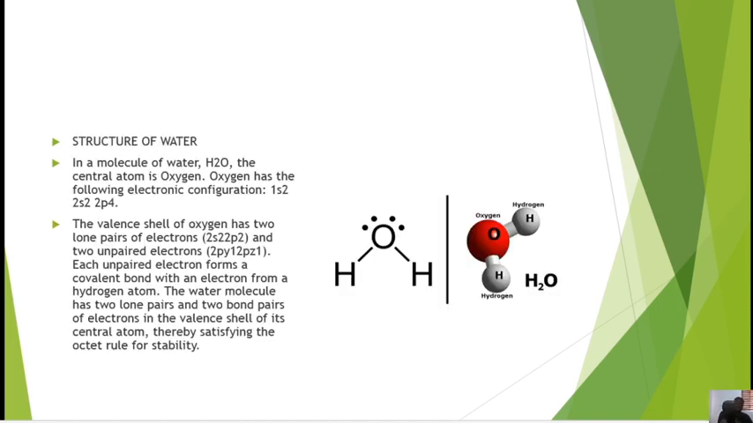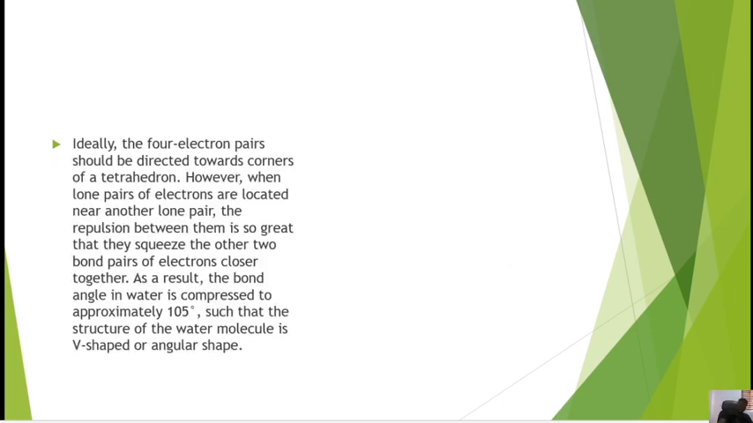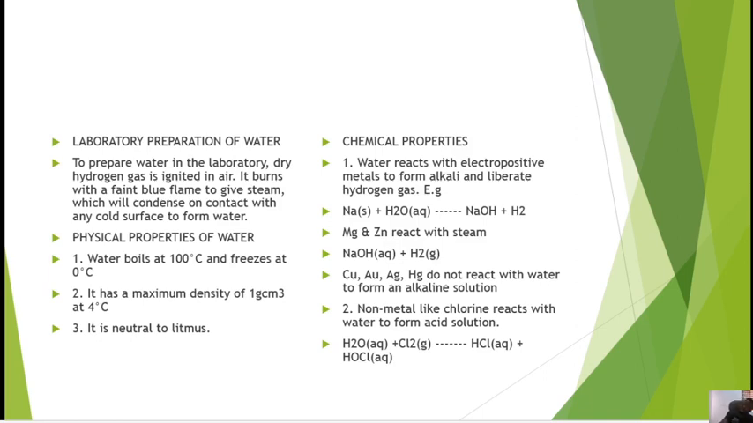So as you can see, you will notice that the water looks like a V-shape. In some cases, you might have the structure said to be bent. So have that in mind, that the major reason this occurs is because the lone pairs of electrons are close to each other and they induce a repulsive force which squeezes the bond pair. Let's now look into the laboratory preparation of water.